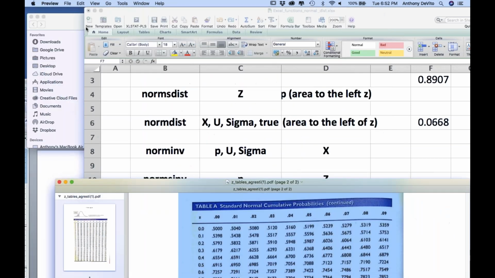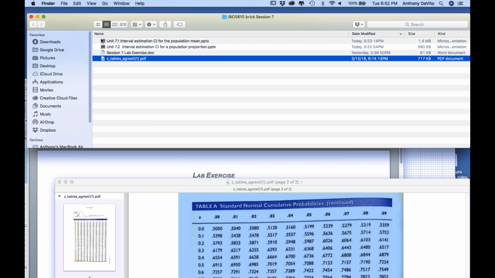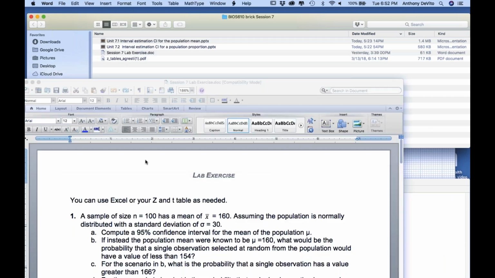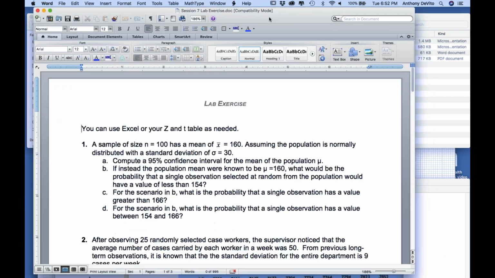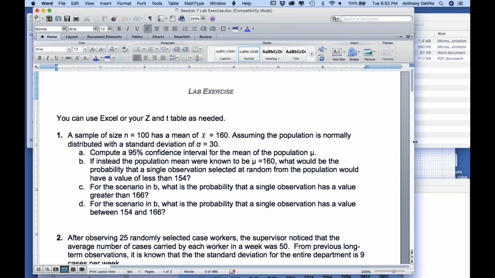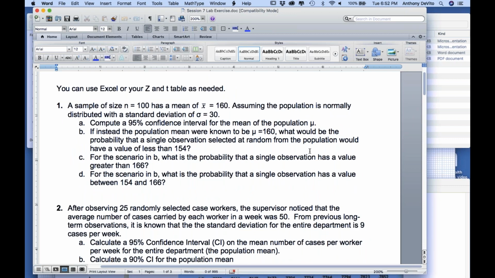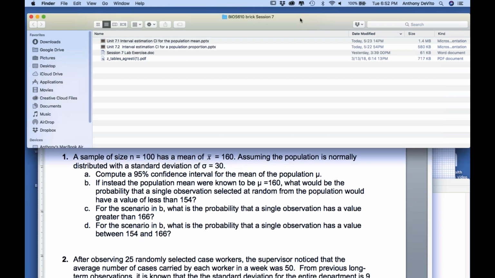Okay, so let's go to the exercises that are posted on Blackboard, but maybe we can work together on those. I'm going to go here, and that's going to be the lab exercise for session 7. Blow it up a little bit more. Okay, and for this, again, it says up there you can use Excel, you can use the Z table, you can use a T table, and so on and so forth. Okay, so what are we doing here? First thing, let's discuss how we're going to handle this.